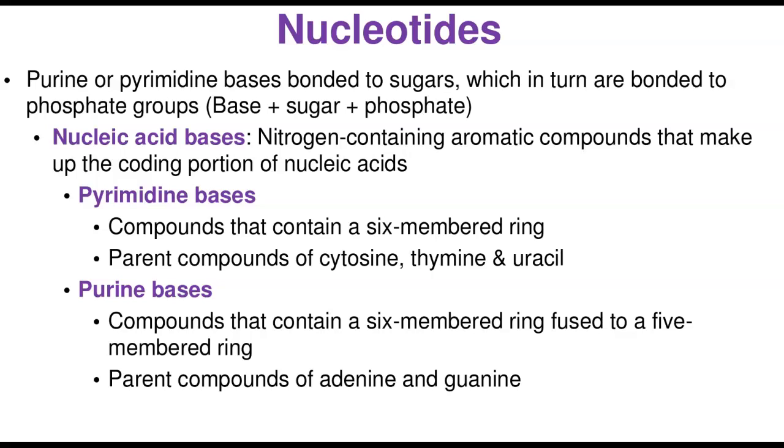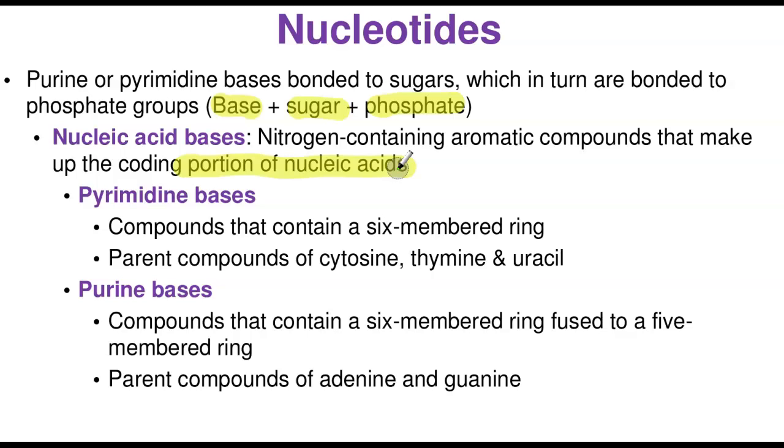Now, what are the nucleobases? That's the first thing, because we're going to start breaking down these three components of the nucleotide. The nucleobases are nitrogen-containing aromatic compounds that make up the coding portion of the nucleic acid. There are two types, either the pyrimidine or the purine.